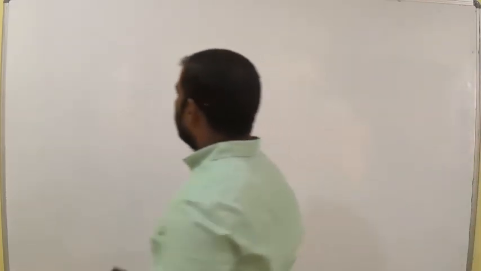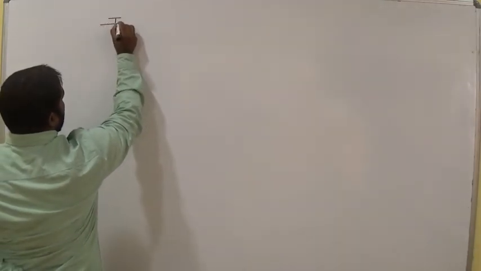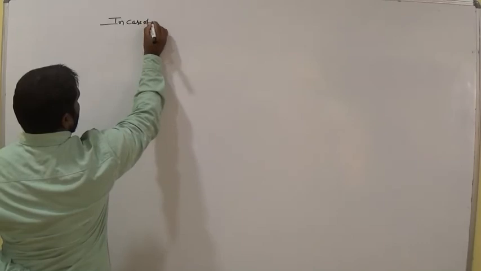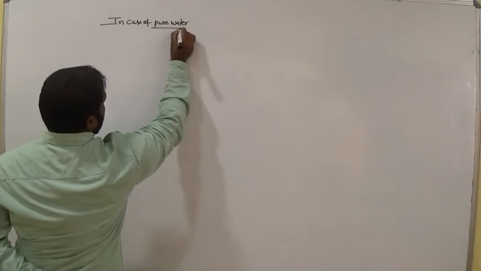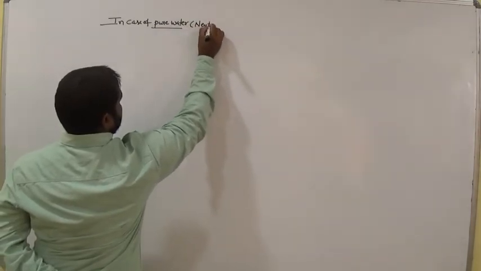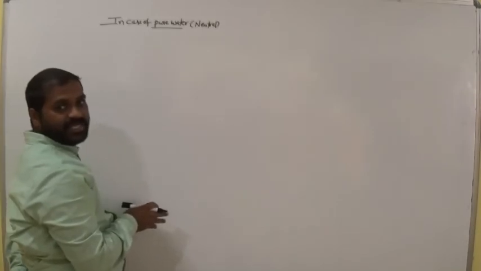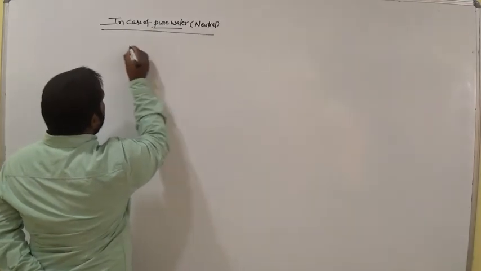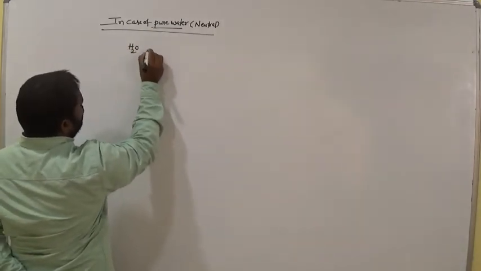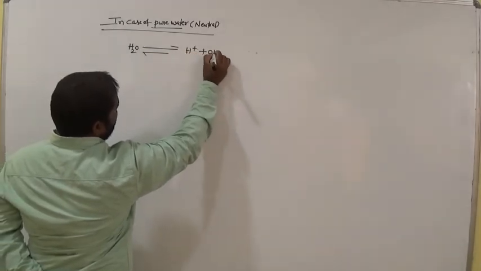So very, very important. You know already about the ionic product of water. In case of pure water, pure water means it is neutral. Remember this, pure water is neutral, without extra ions. That means number of H plus equals number of OH minus. Remember this. Now, you know very well that H2O undergoes ionization as H plus and OH minus, am I right?